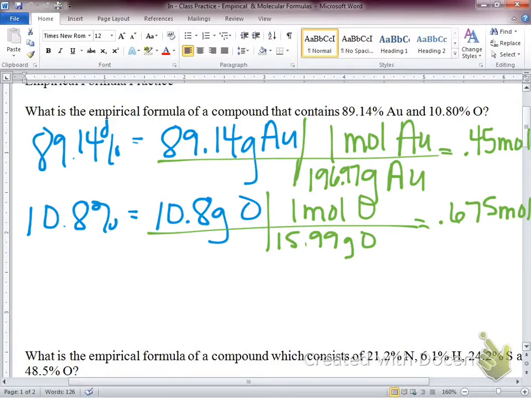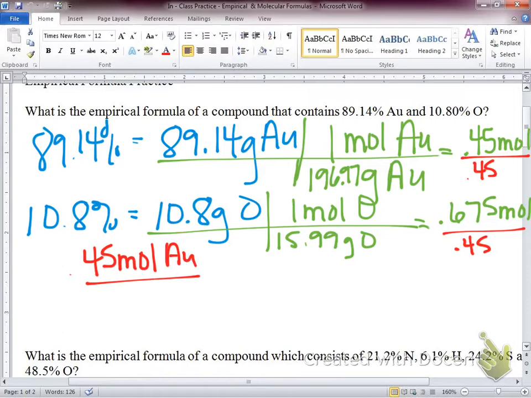Divide by the smallest number of moles. So which is our smaller number of moles here, gold or oxygen? Gold. So we're going to divide each of these by 0.45. And I'm going to have to move my work down here. So if we take 0.45 moles of Au divided by 0.45, we get 1. And if we take 0.675 divided by 0.45, we get a value of 1.5.